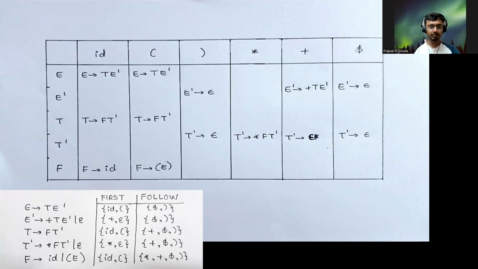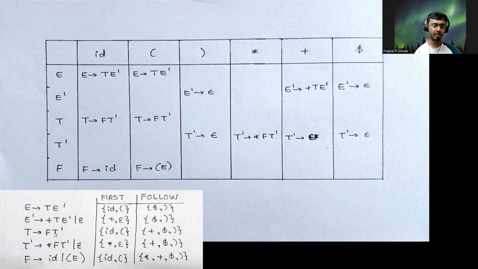let us place E dash tends to epsilon. If it consists of epsilon in the first, then we consider follow, because epsilon is not a terminal. So we consider follow if the first consists of an epsilon. So we place E dash tends to epsilon in the dollar sign and closing parenthesis columns.